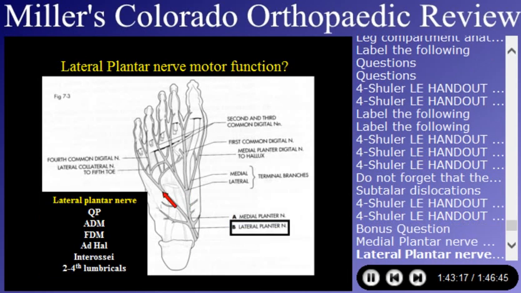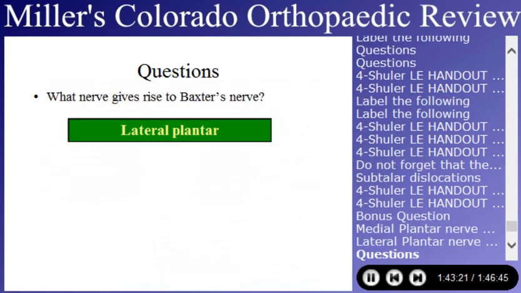The orientation of these nerves are particularly important. Baxter's nerve, I don't know, did he cover that during your review in foot? Baxter's nerve causes that heel pain. It's from the lateral plantar nerve.